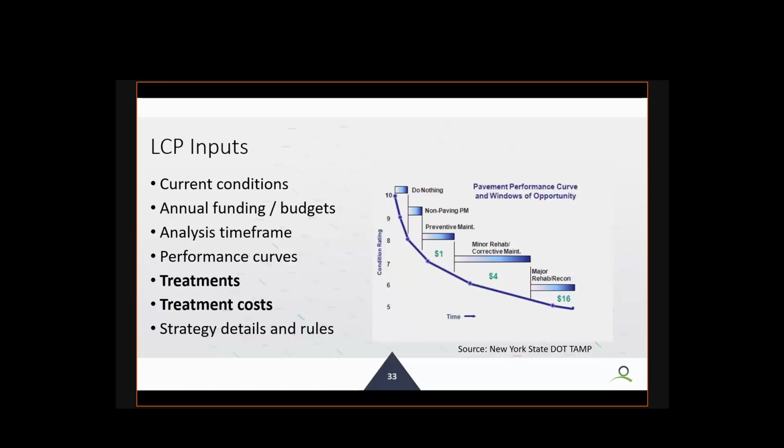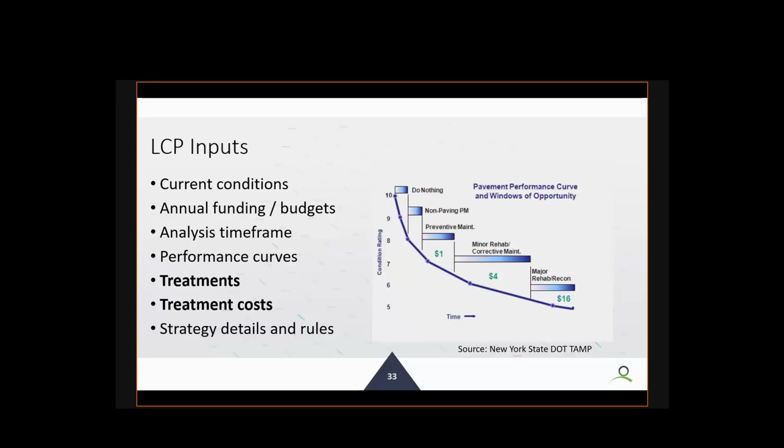I thought it does a good job of describing this, what they call windows of opportunity for each treatment. And so you can see for every pavement that they put down, they expect to do nothing for a couple of years, and then they come in and do non-paving PM, which is crack seal. It could be route and seal, it could be a crack seal, but it's some form of crack treatment. And then they do some type of preventive maintenance overlay where they can.